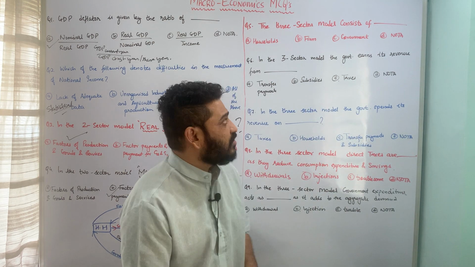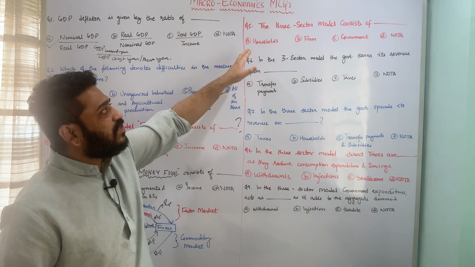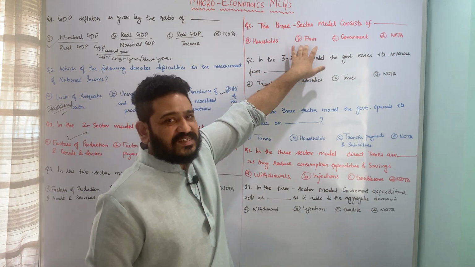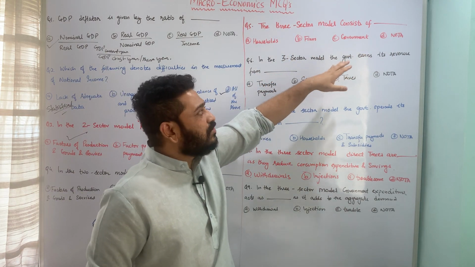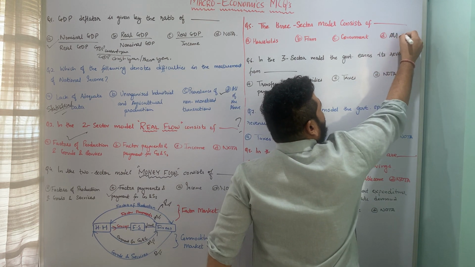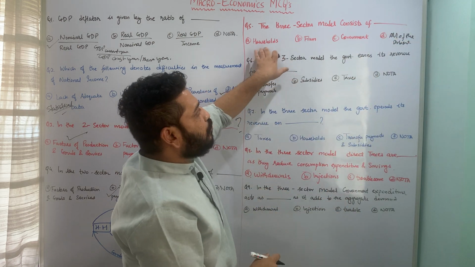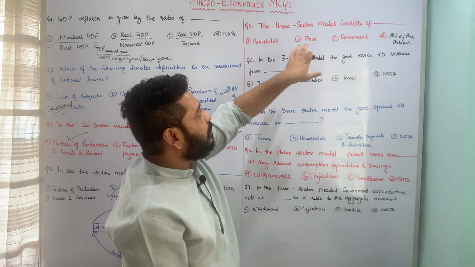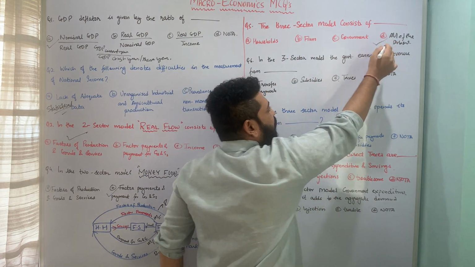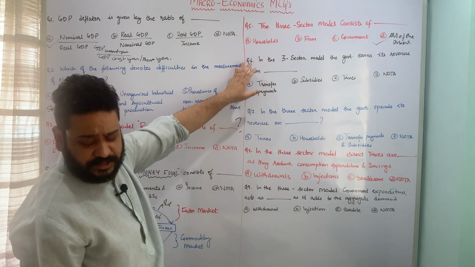Let us now move to the next question, which is three sector model. Now the three sector model consists of A, households, B, firms or business, C, government, and D, none of the above. Sorry, here rather we should have all of the above as the answer. Okay, so here let us look at it now. Household, firms, governments, and all of the above. When you look at three sector model, these are all part of three sector model, and therefore option D, all of the above, is the correct answer to this particular question. I hope the question is pretty much clear.